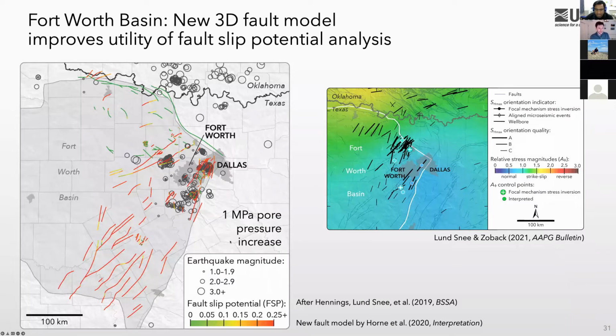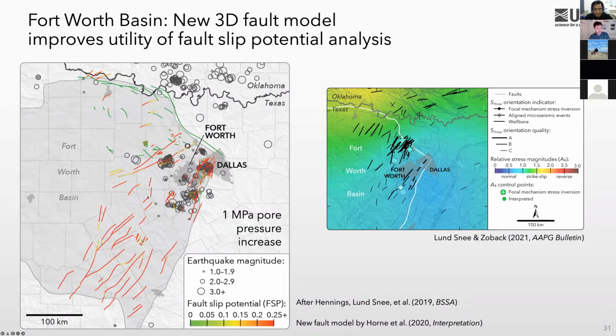And I'll move quickly here. This is again, going back to that case of the Fort Worth Basin where the Azle earthquakes occurred. Those were here that I showed earlier. I was part of a group that developed a new 3D model of the faults in this area, and then we applied this fault slip potential probabilistic analysis to determine how sensitive all these faults are to increases in fluid pressure due to wastewater disposal.